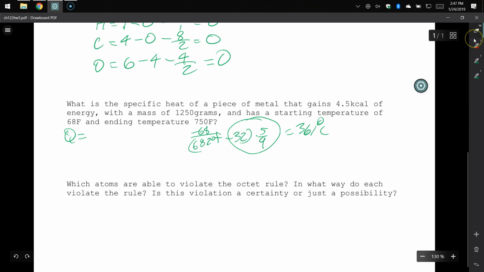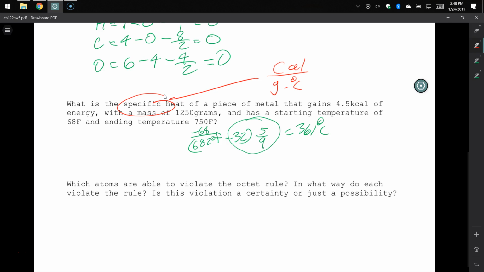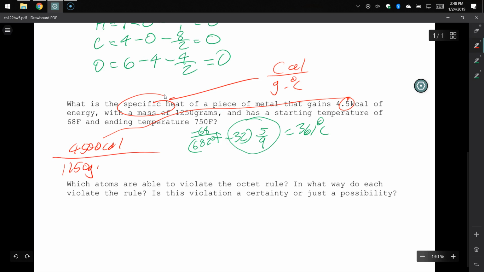What are we looking for in this problem? I'm looking for C, and that's specific heat, and C's units are calories or joules divided by grams and degrees C. So I just need to set it up so I get those numbers. I'm going to put 4500 calories here. I just turned the kilocalories into calories right off the bat. Then I'm going to divide by 1250 grams, and I'm going to divide by 361 degrees Celsius.